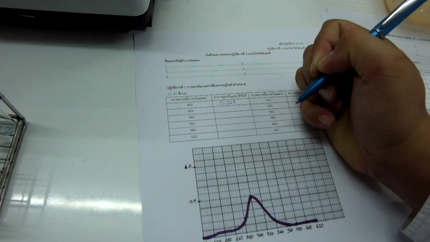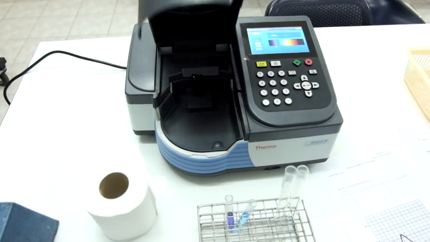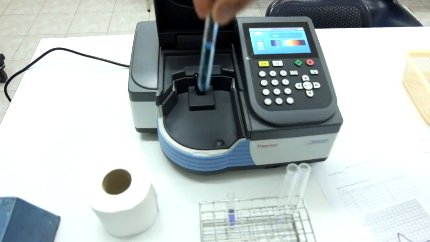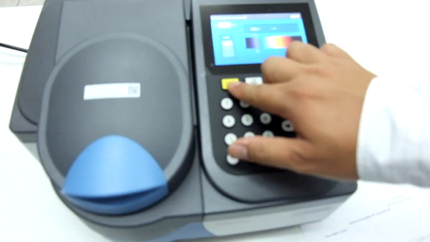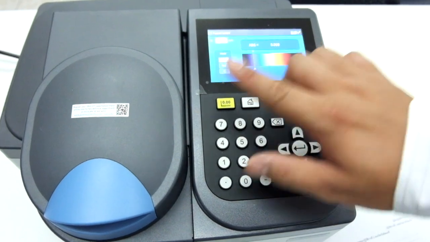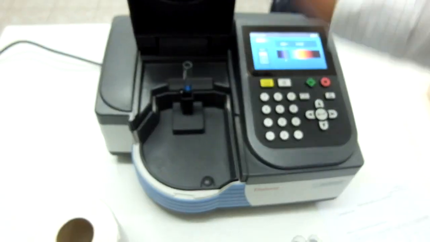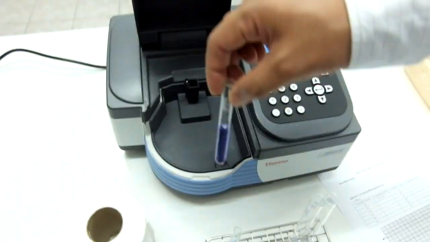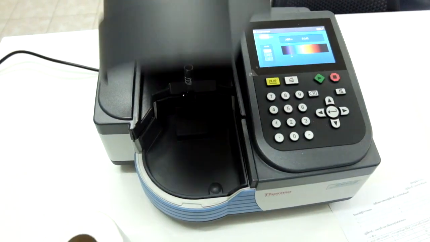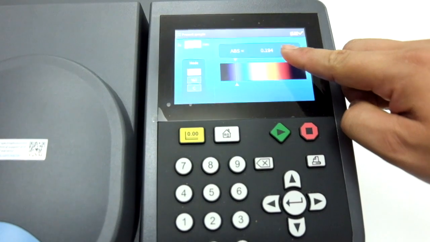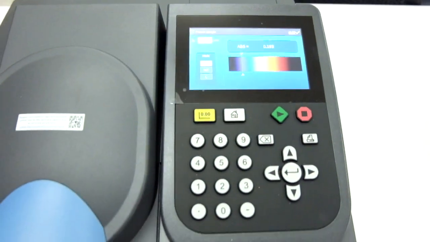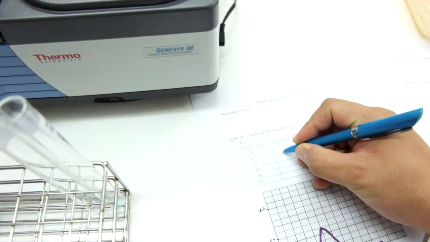Next, switch to the wavelength of 420 nanometers. Again, you place the blank tube for setting 0. Once 0, change to the lambda max cuvette. Read the absorbance value shown and record it. Repeat these two steps until you reach the final wavelength at 620 nanometers.